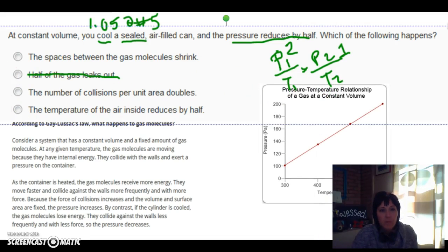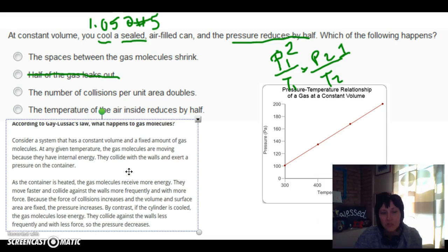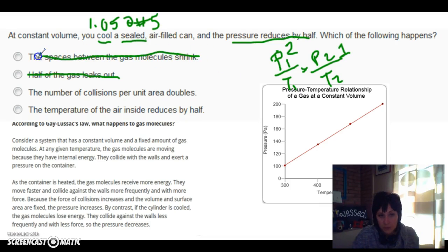For this one, the space between the gas molecules, remember, go back down here and look, we're not talking about space between them. We're talking about the kinetic energy, how much energy they have, how many times they hit the sides. So we can rule out the space between the gas molecules. That leaves the number of collisions doubling, or the temperature of the air being reduced by half. We cool it, the pressure is reduced by half. What happens to the temperature?